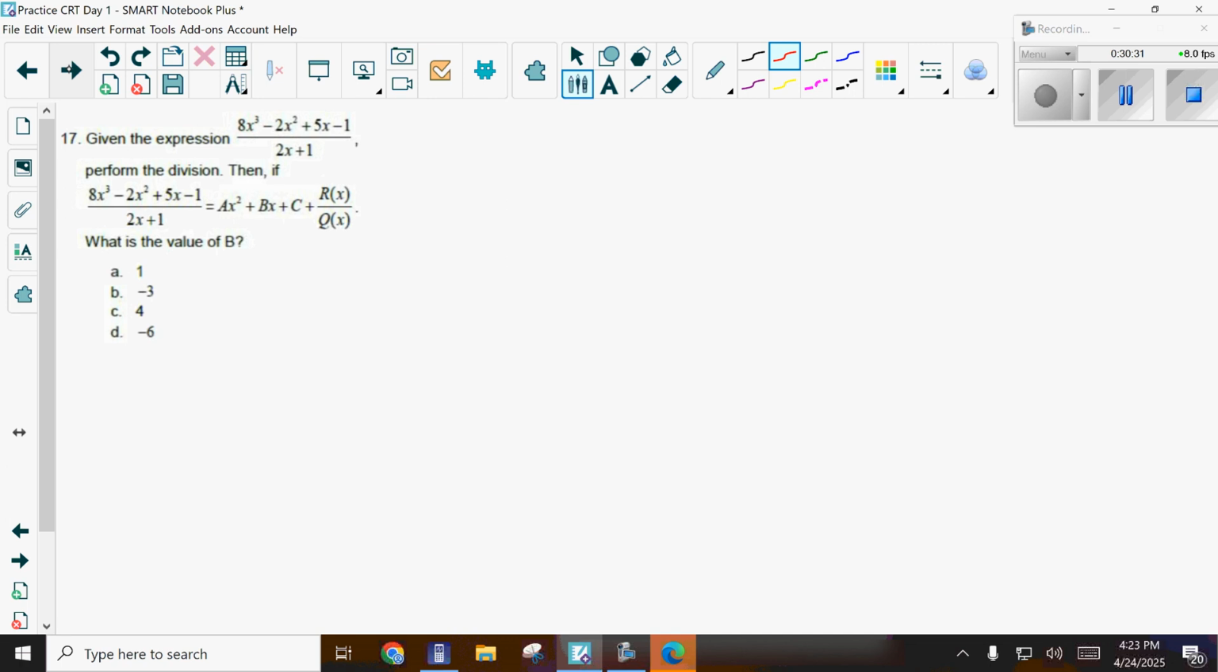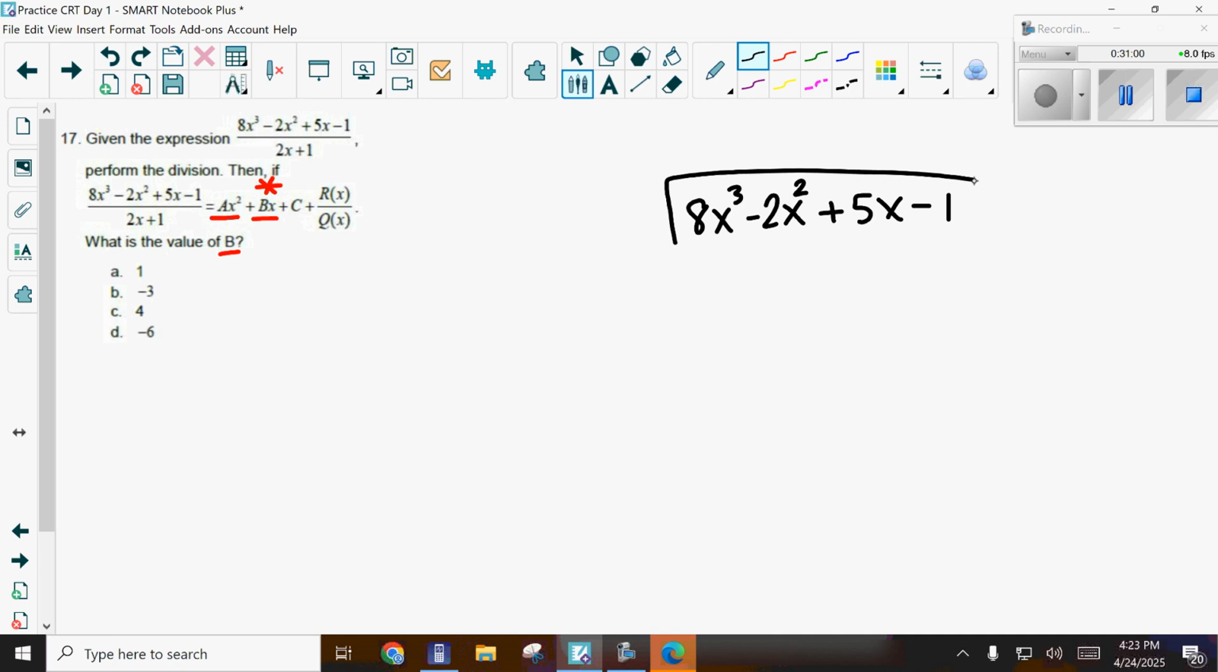Number 17 says, given the expression, perform the division, then if it equals ax squared plus bx plus c, what is the value of b? So check this out. This part right here is important. When we do this division, all we need to get to is the second number. So I'm going to use long division on this question. So I'll have 8x to the third minus 2x squared plus 5x minus 1, all divided by 2x plus 1. So what we're going to do off to the side here is take the first one on the inside, and divide it by the first one on the outside. And that should tell me what goes on top.